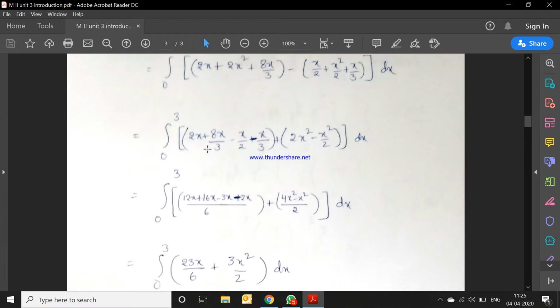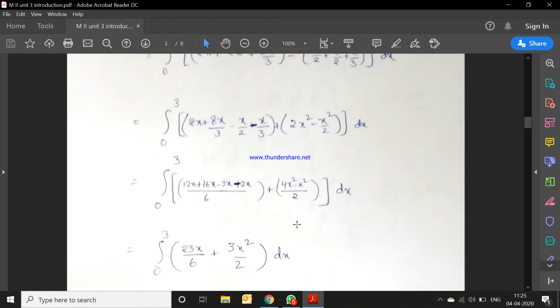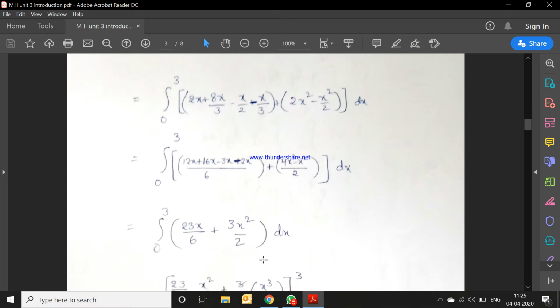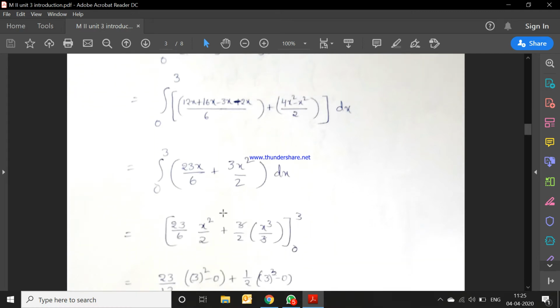Now you can simplify, separate the x terms and x square terms. Then you can take the LCM and simplify. We can get 23x by 6 plus x square is 3x square by 2. Now you can integrate with respect to x. X integration is x square by 2.